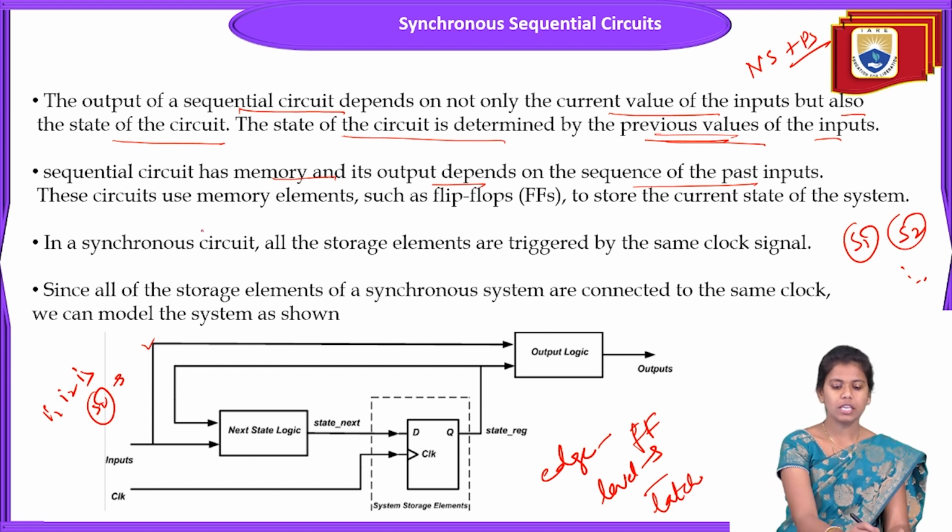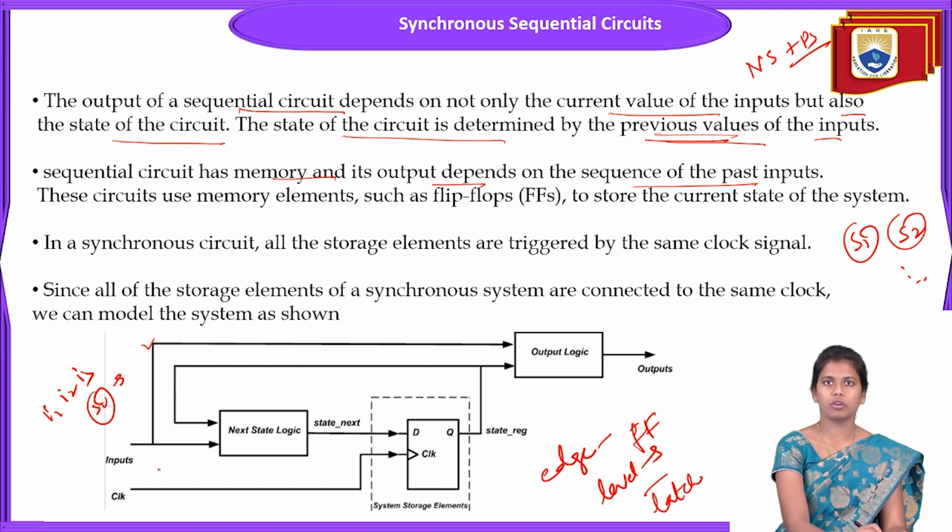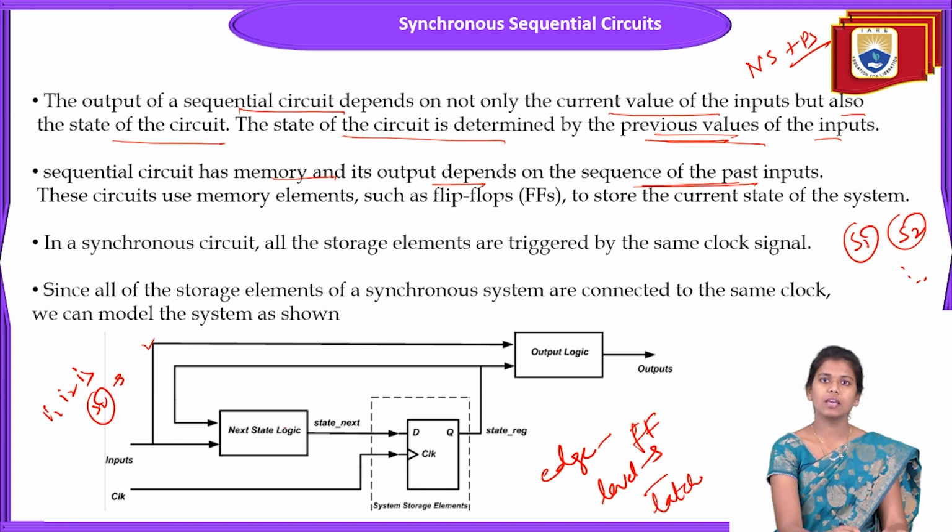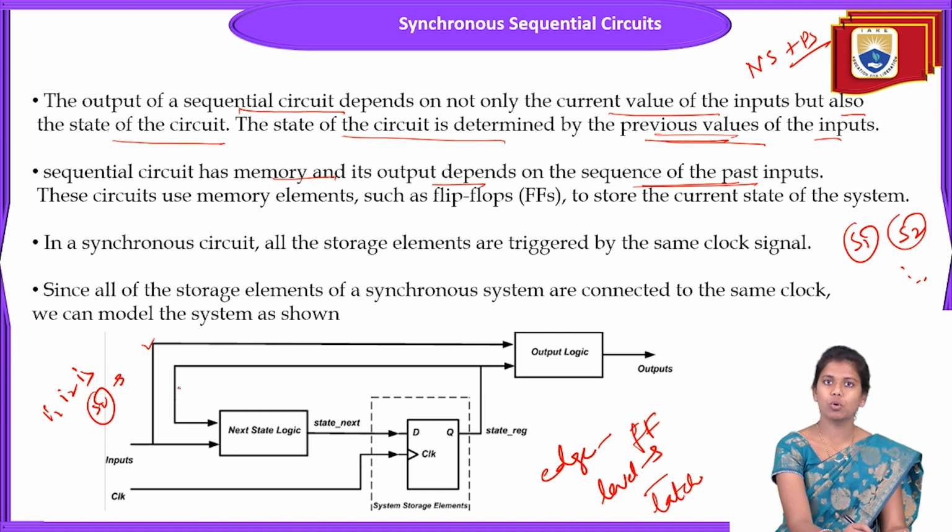So the sequential machines have the information, or a memory, and the output of that particular machine depends on the sequence of the past inputs. Sequential machines hold the information of the history of the inputs, right? History is nothing but the past inputs. So the output of a particular sequential machine depends upon the sequence of past inputs.